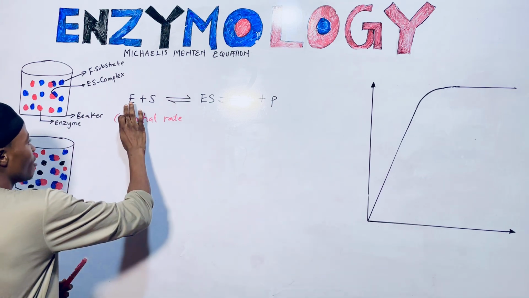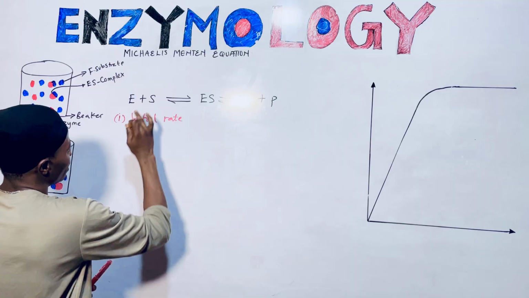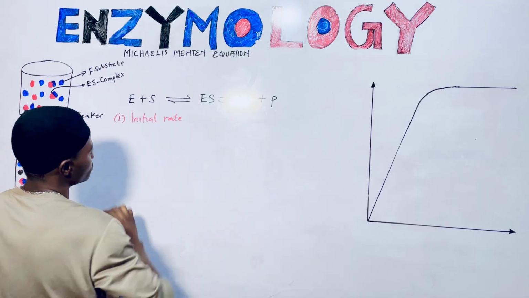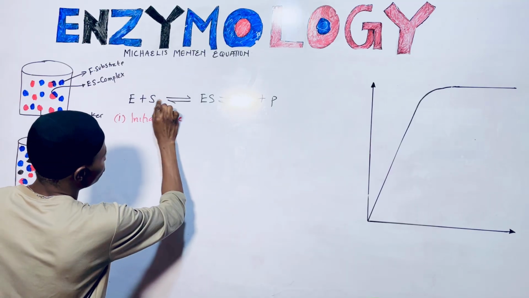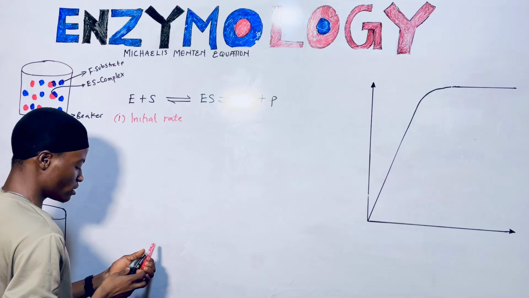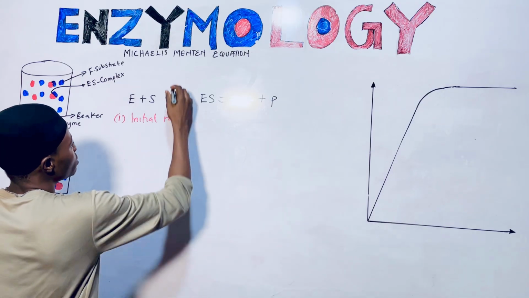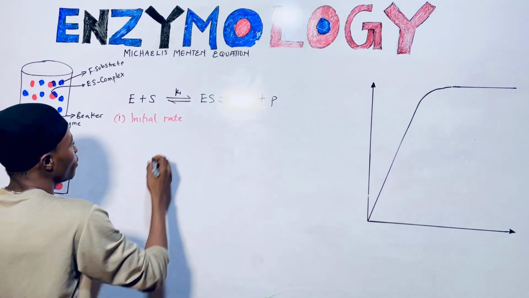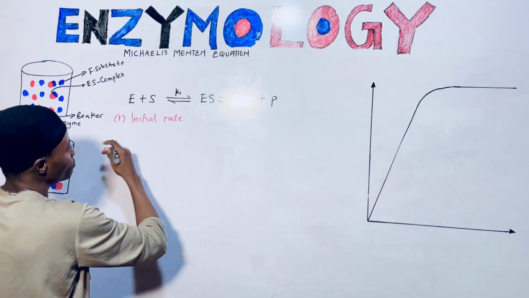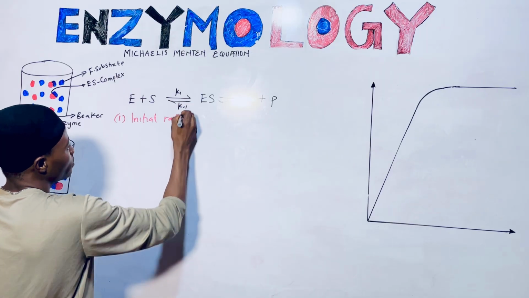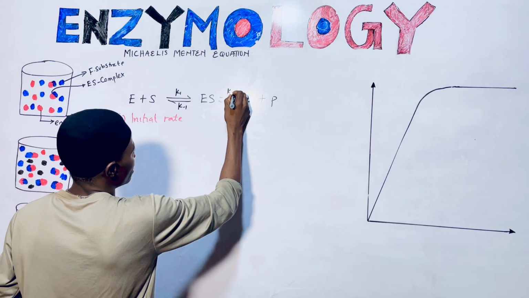Now look at this. We have enzyme attaching to substrate to form the enzyme-substrate complex. This is basically the forward reaction, and there is always a rate constant. The rate constant here I'm going to represent as K1. The one that moves towards the backward side, I'm going to represent as K minus 1. And this one here I'm going to represent as K2.